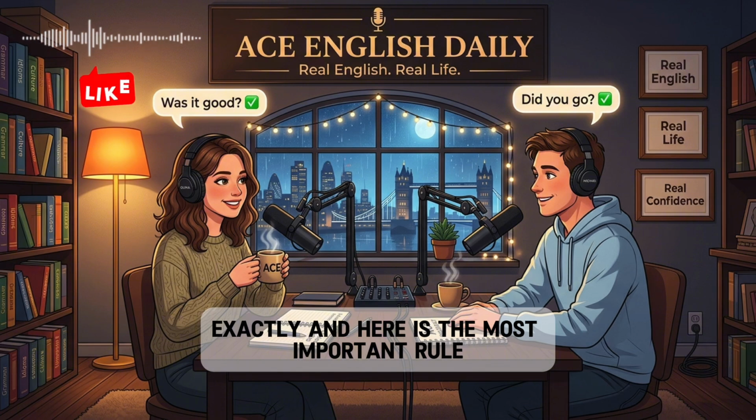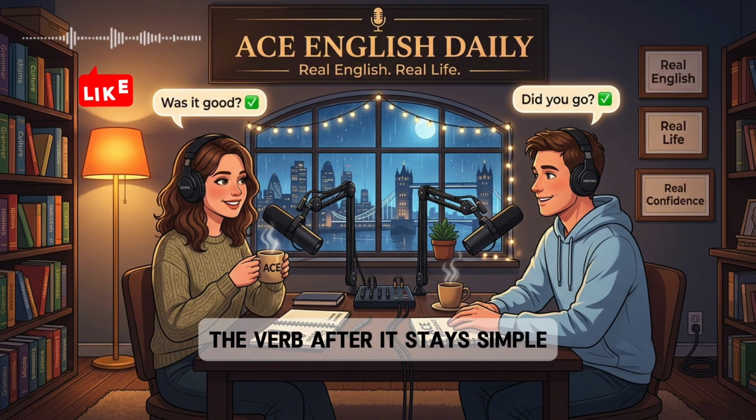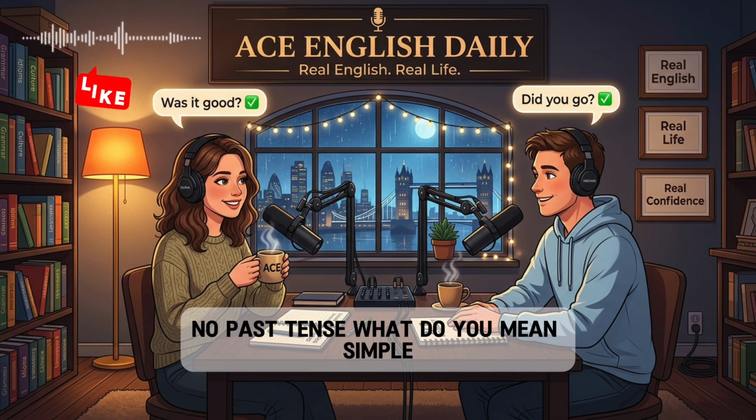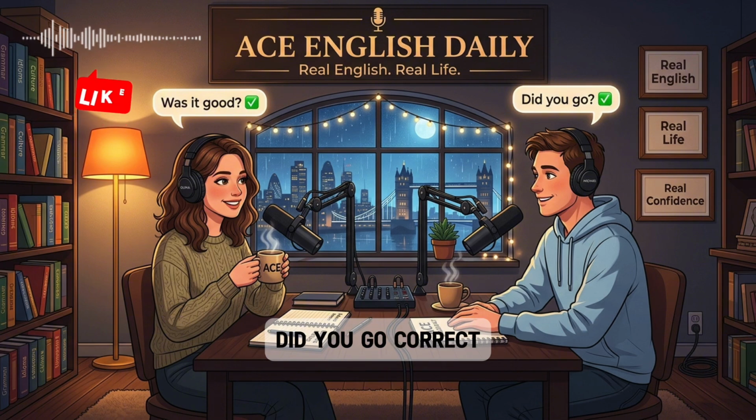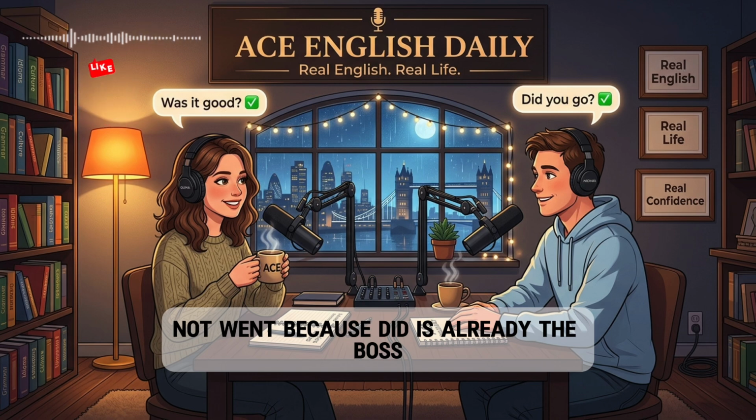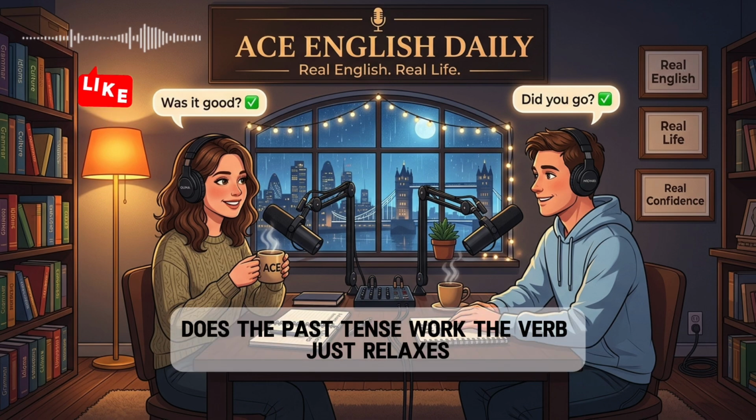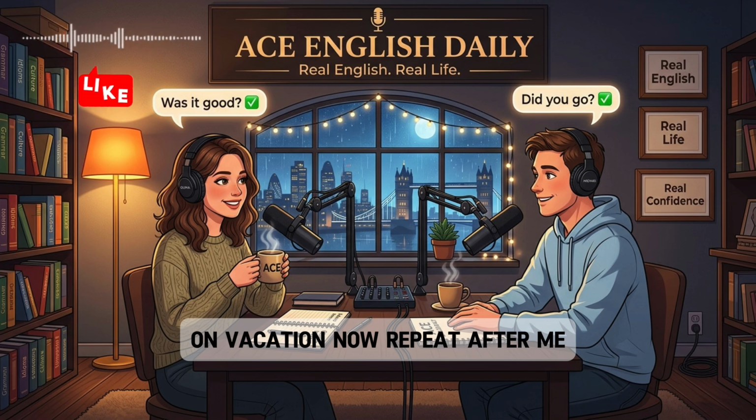Exactly. And here is the most important rule. When did is in the sentence, the verb after it stays simple, no past tense. What do you mean simple? Did you went? Wrong. Did you go? Correct. Oh, go, not went, because did is already the boss. Precisely. Did does the past tense work. The verb just relaxes. The verb is on vacation. Exactly, on vacation.